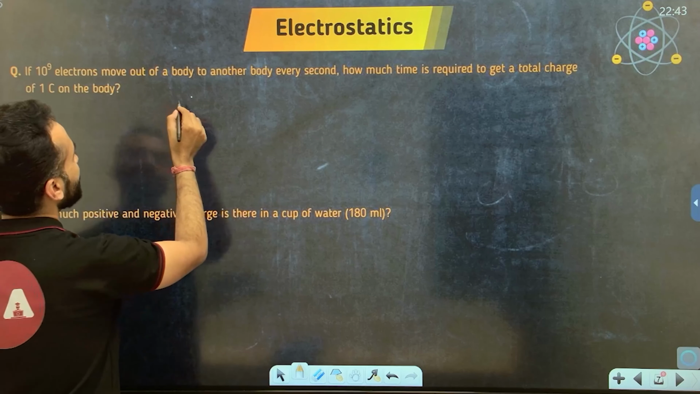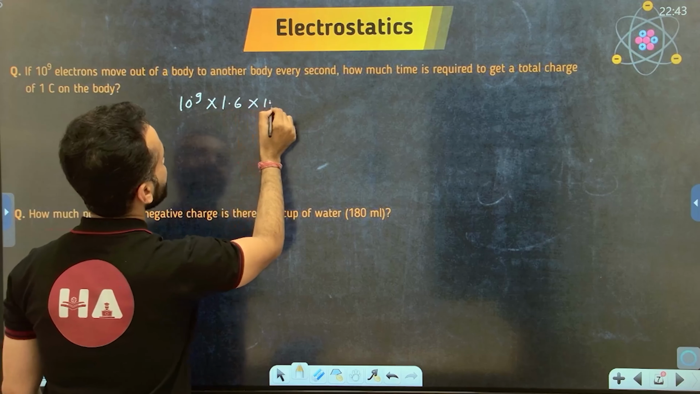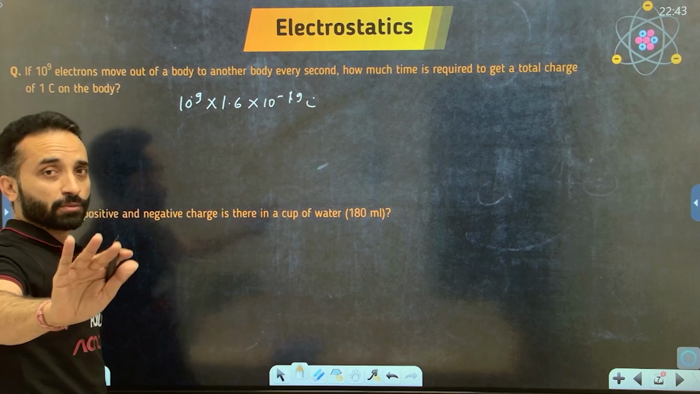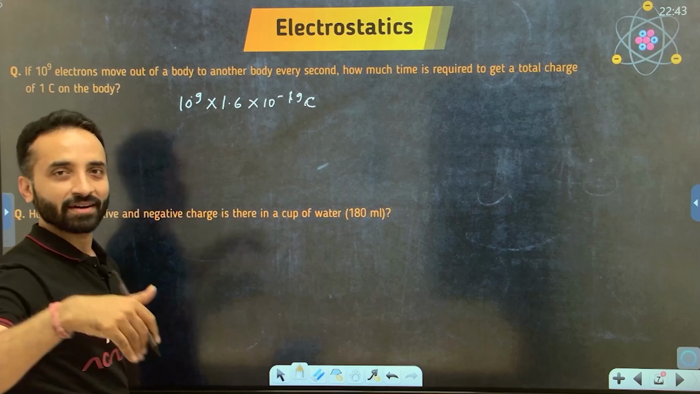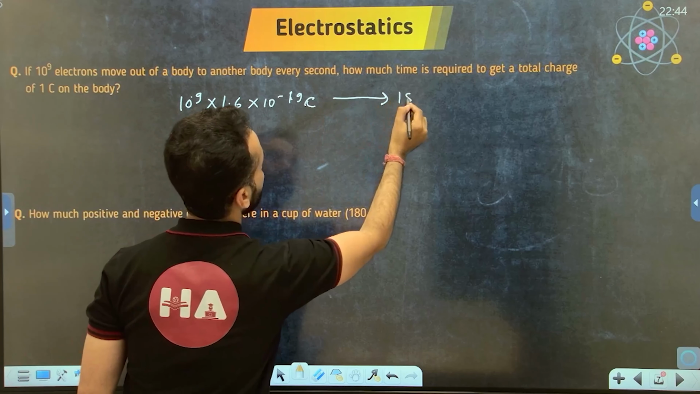So can we say 1 billion is like 10⁹ into 1.6 into 10⁻¹⁹. You have to try the question first. Pause the video, try the question first, then go for the solution. But I am not waiting here, I am just starting with the solution. So this much coulomb is being transferred per second.